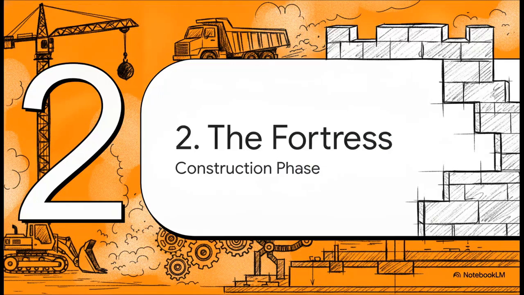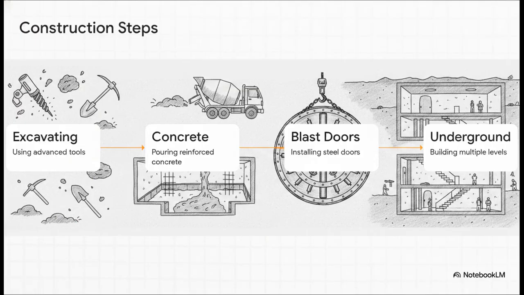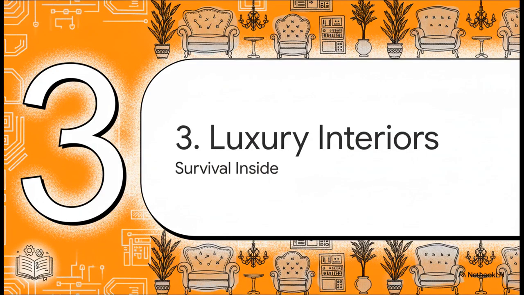Moving on to Section 2, constructing the fortress. Okay, let's dive into this. The prompt actually details the gritty, heavy-duty physical labor required to carve out this subterranean structure. It starts with excavating the ground using advanced tools, right? Right before pouring some heavily reinforced concrete. Then comes the installation of these massive steel blast doors, finally culminating in multiple underground levels. The text specifically injects the active, realistic process of construction right into the scene, which really grounds the whole thing in reality.